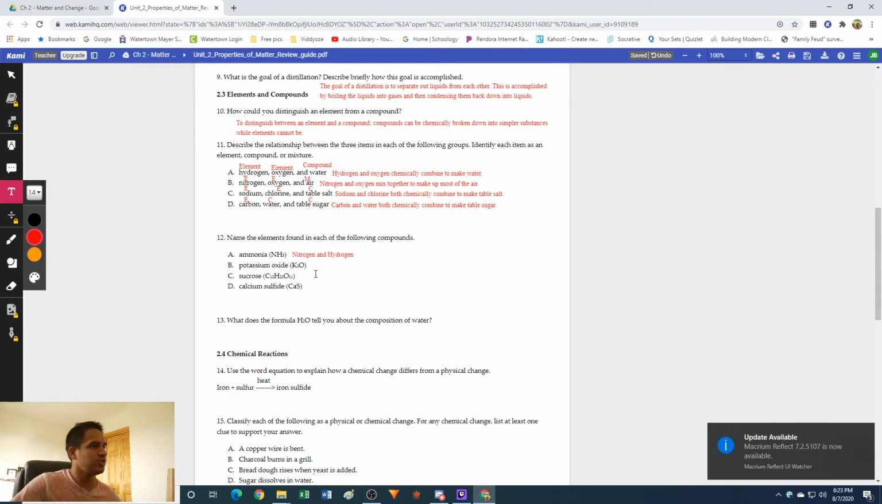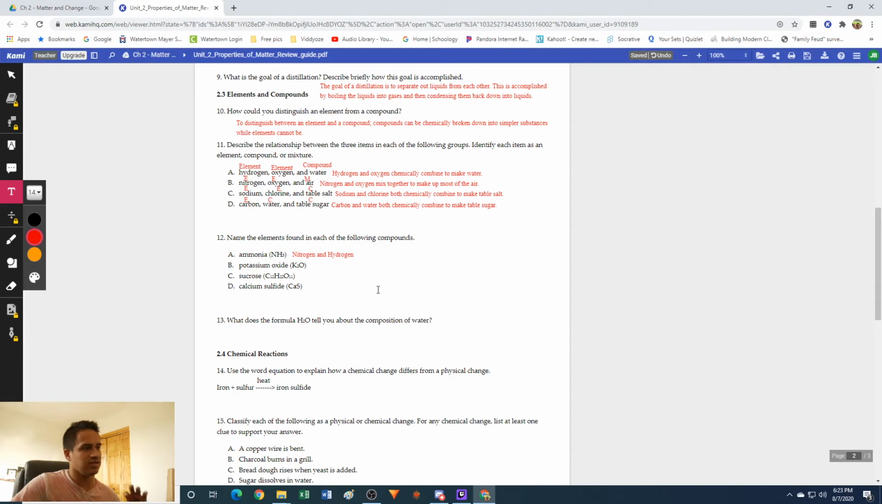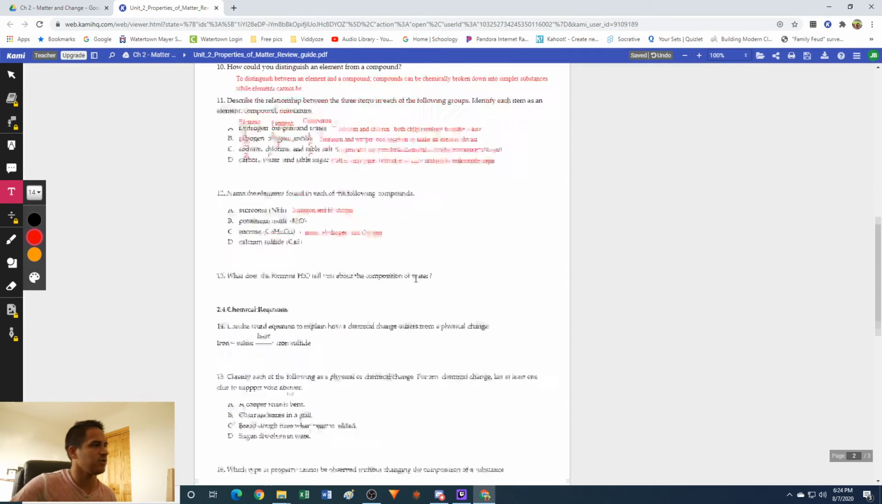So we'll take a look here at letter C, and then I'll let you do letter B and letter D because this one isn't that hard of a question. So letter C, sucrose, which is C12H22O11. We have C, which is carbon, H, which is hydrogen, and O, which is oxygen. So we're just naming the elements. That's it. Again, all you need is a periodic table. If you have any problems with that one, just email me and I will help you out.